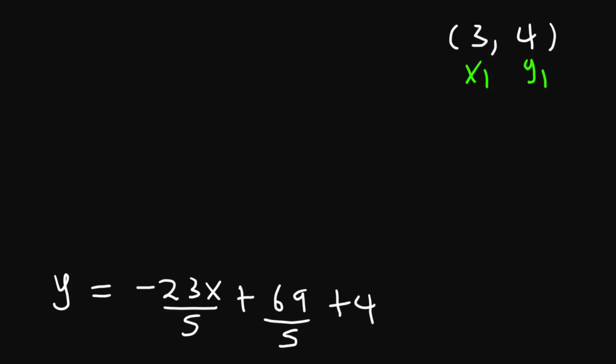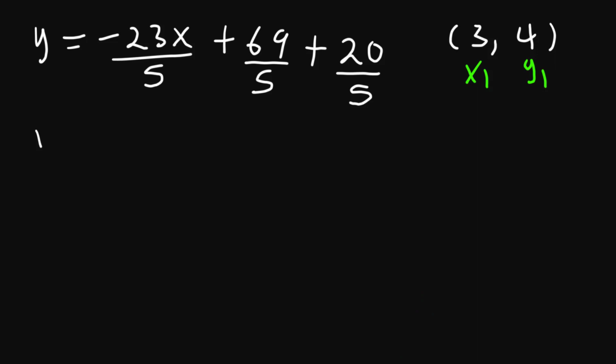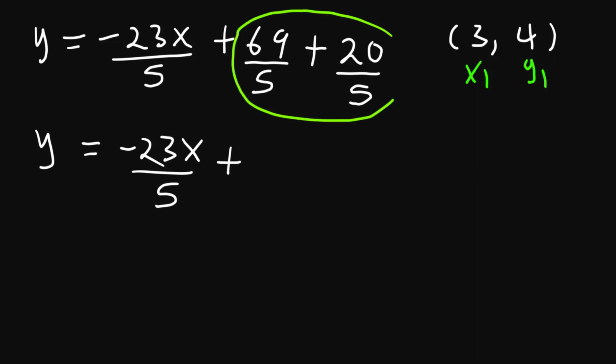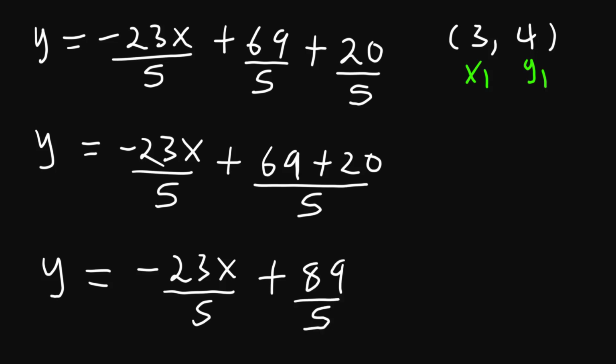Now in order to have a common denominator, let's multiply this by 5 and then divide through by 5. So we shall have y equaling to negative 23x divided by 5 plus 69 divided by 5 and then plus, now 4 times 5 will give us 20 divided by 5. This will become y equaling to negative 23x divided by 5 and then plus, now since we have the same denominator, we can combine the numerators. So this will be 69 plus 20 divided by 5. And therefore y will be equal to negative 23x divided by 5 and then plus 69 plus 20 will give us 89 divided by 5. And that's our answer. Therefore, that's how you can find the equation of the tangent line.